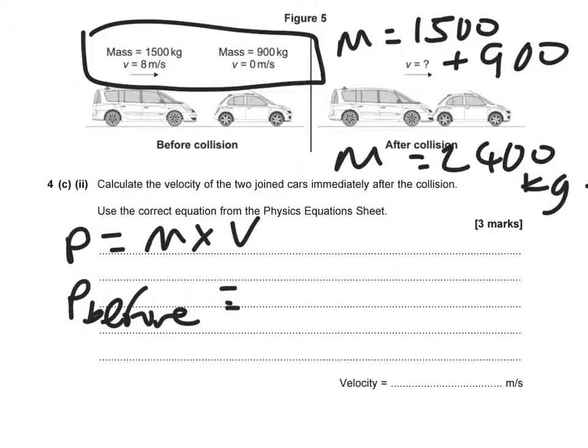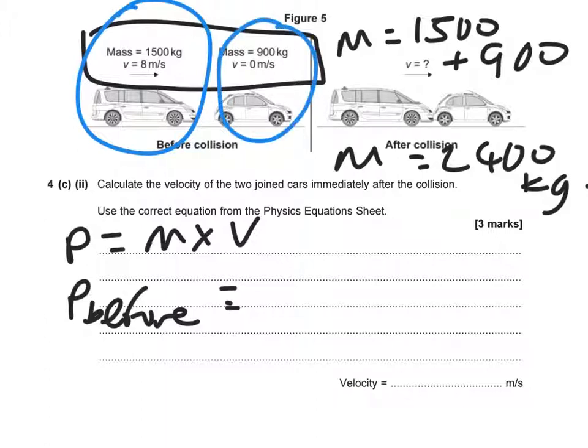Okay. So I'm going to look back at the parts to begin with before. You can see here that I've got a mass of that car, which is 1,500, and it's travelling at a speed of 8 meters per second. This car here has a mass of 900, but it's travelling at 0 meters per second. So the momentum of this car is going to equal 0 kilograms meters per second, because it's not moving, and 900 times 0 is 0.